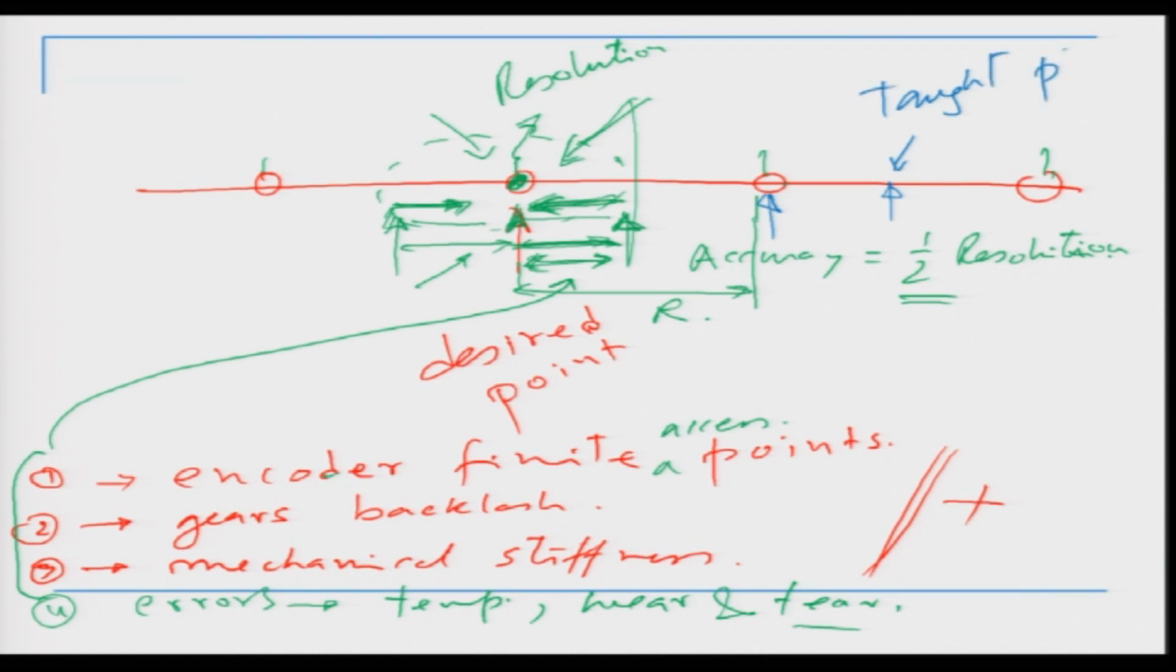So this is my taught point. What is the meaning of taught point? It basically means that I have taught the robot to go to this point. It could not come here because of all these other elements. It ended up coming here. Okay, but this is my first time.